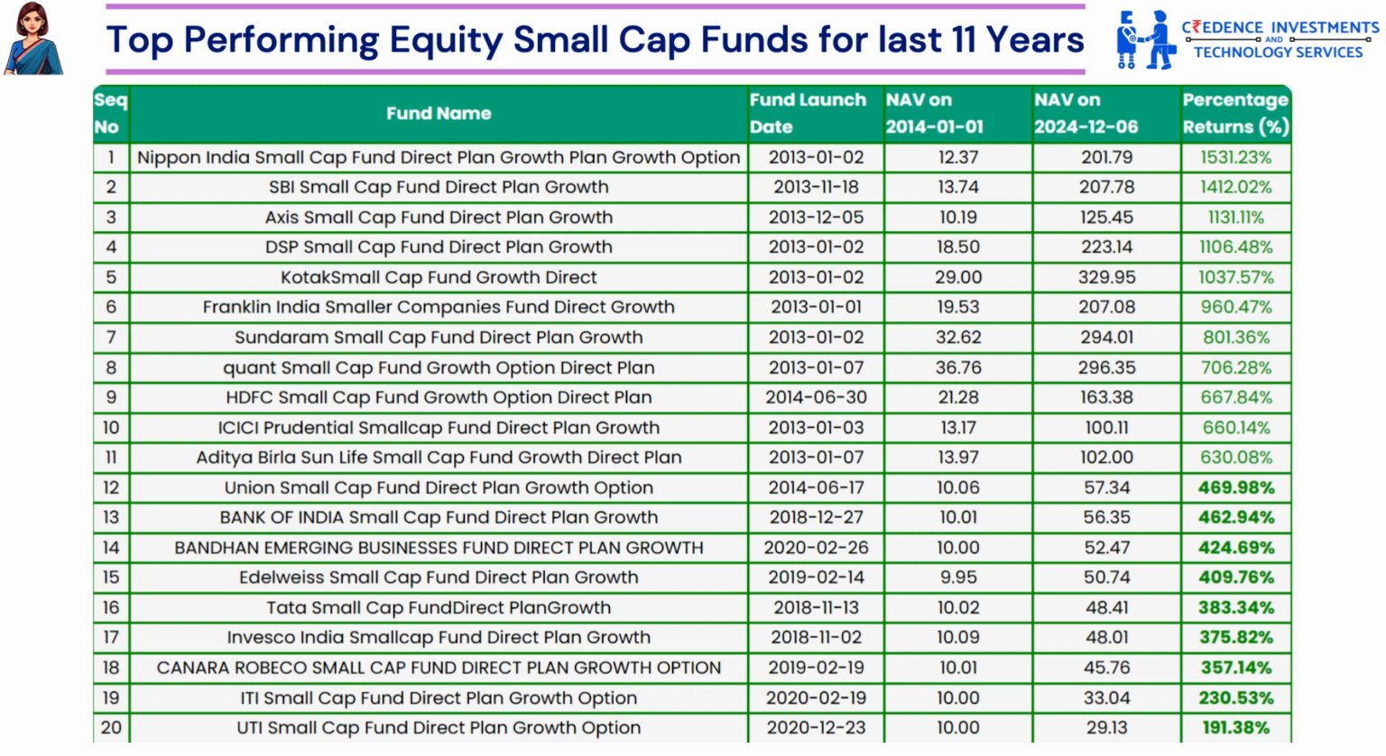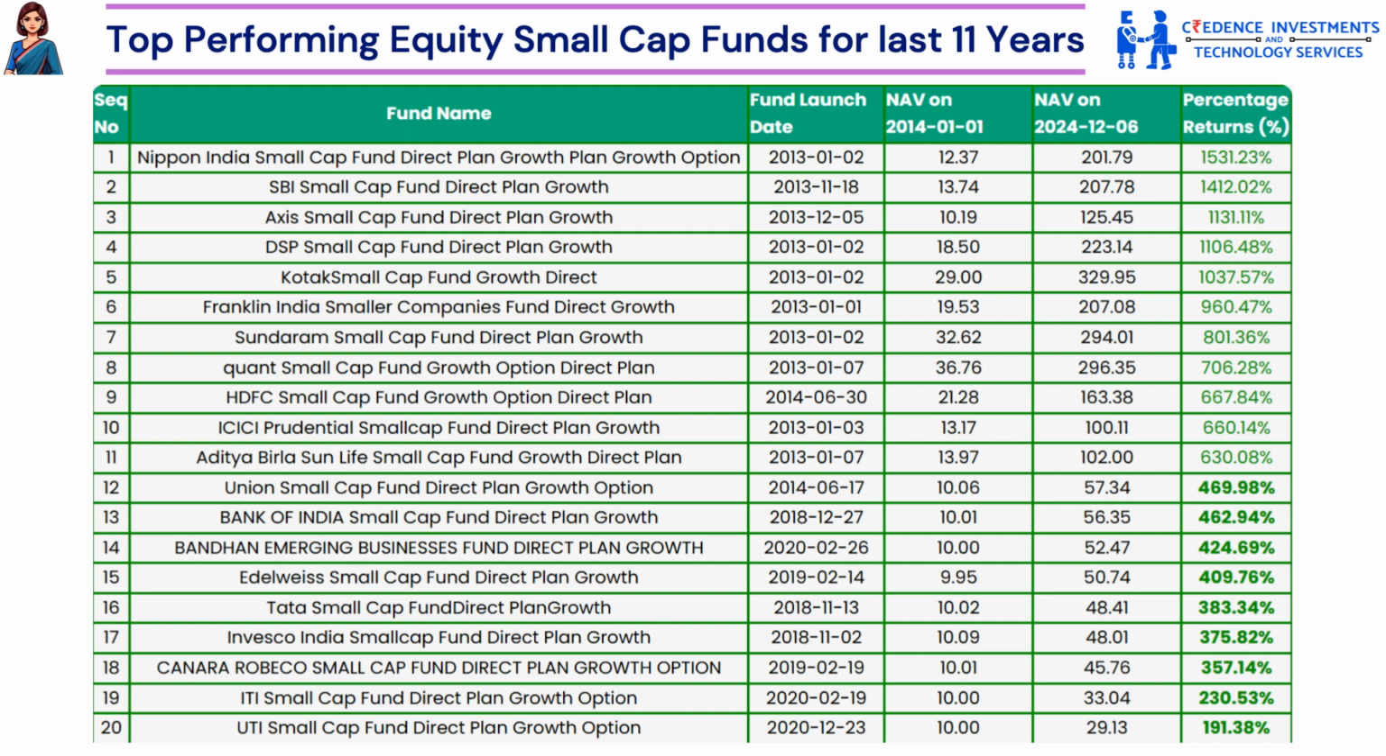2. SBI Small Cap Fund followed with 1,412.02% returns, 13.74 rupees to 207.78 rupees. 3. Axis Small Cap Fund provided 1,131.11% returns, showing strong growth from 10.19 rupees to 125.45 rupees. 4. DSP Small Cap Fund and Kotak Small Cap Fund also crossed the 1,000% return mark, highlighting their impressive long-term growth potential.